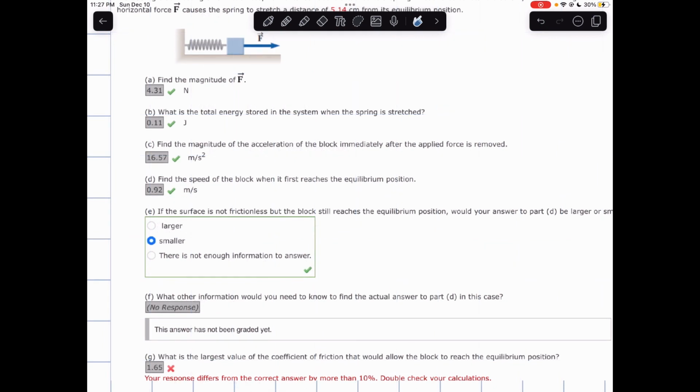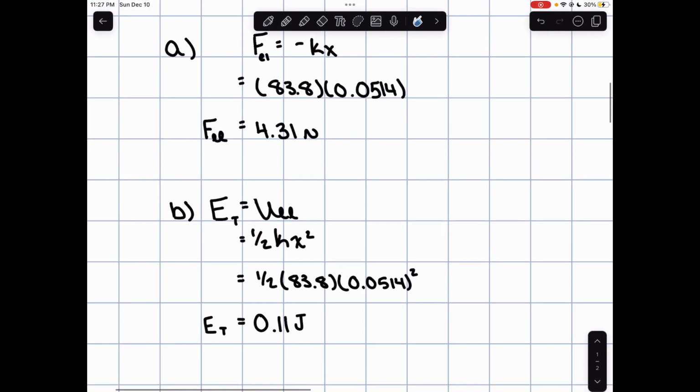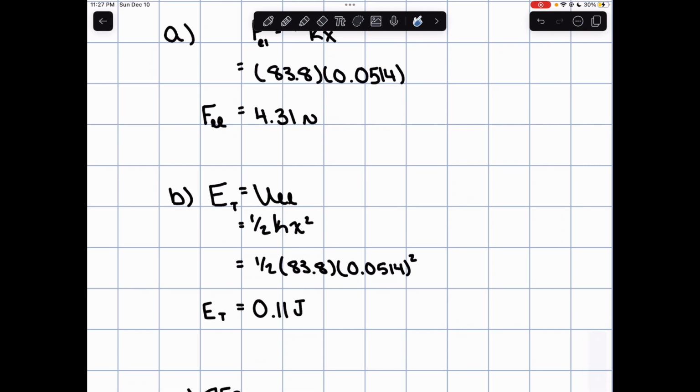Next, let's take a look at part B. What is the total energy stored in the system when the spring is stretched? What's important to know before we look at the mathematical side is that when the spring is completely stretched, all the energy should be stored elastically.